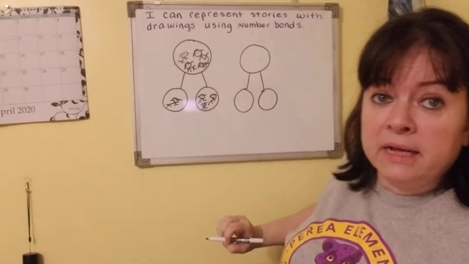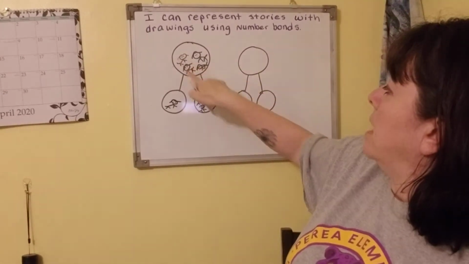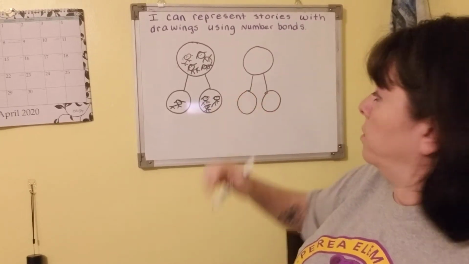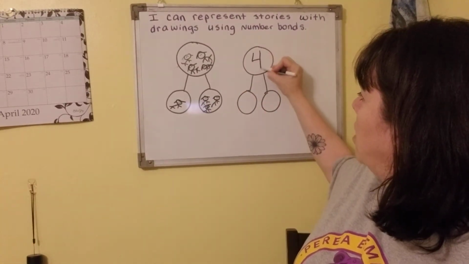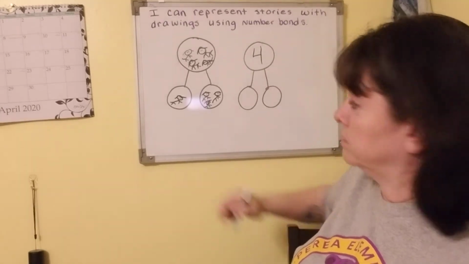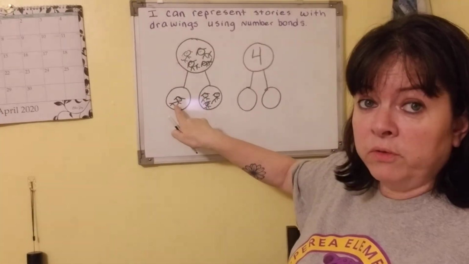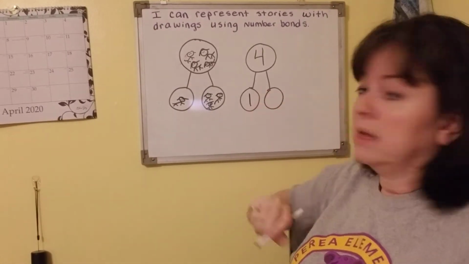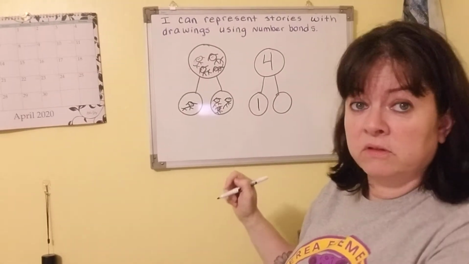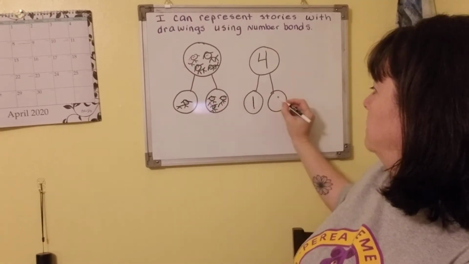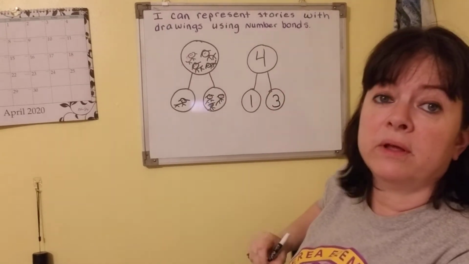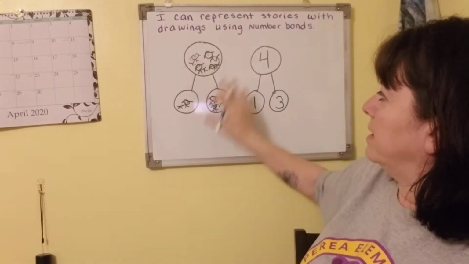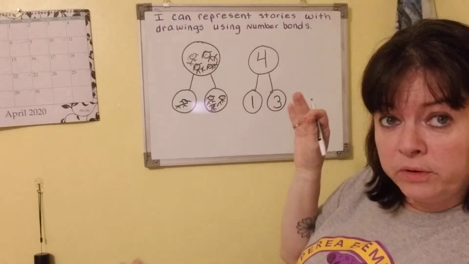Now, if I want to do that with numbers over here, how many total do we have? We have 4 total dogs. So I write the number 4. Now, how many girls do I have? I have one girl. And then how many boys do I have? 1, 2, 3. I have 3 boys. So we took a story, we took an aspect of the characters in our story, and we sorted them.